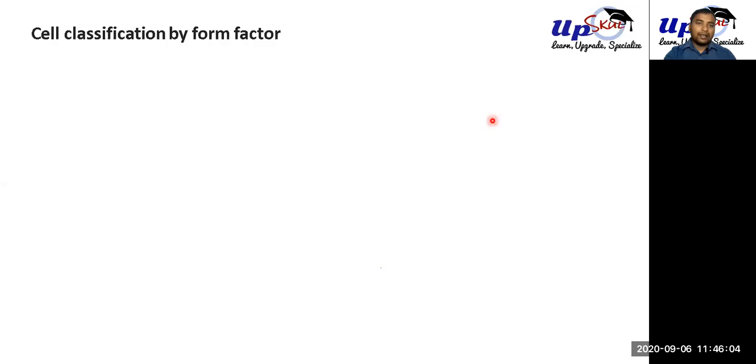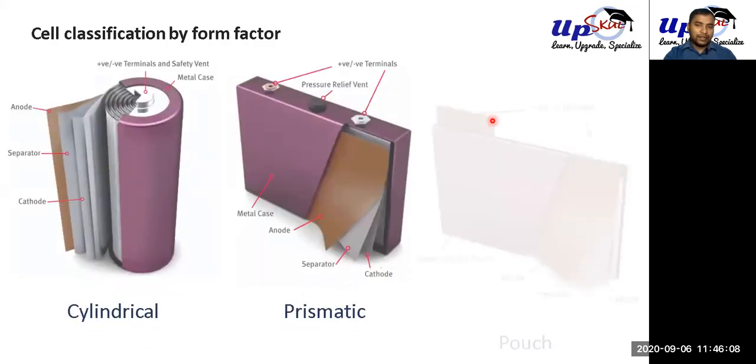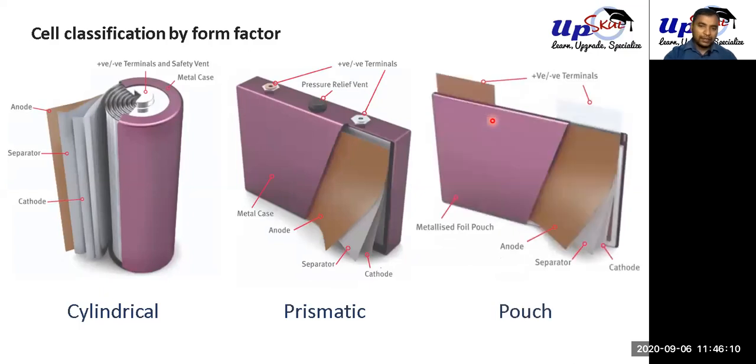Then we have cell form factor. As you were seeing, the inside of these batteries, these are the three batteries that we just discussed. All of these have essentially the same components, just packaged in a different way. Neither electrically nor chemically is there any difference, just packaging is different.